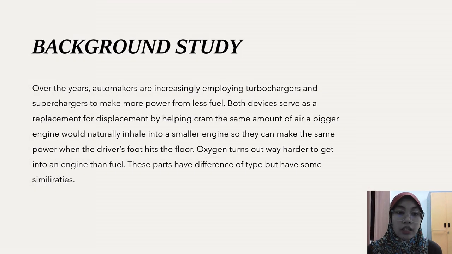This is the background study. Over the years, automakers are increasingly employing turbochargers and superchargers to make more power from less fuel. Both devices serve as a replacement for displacement by helping cram the same amount of air a bigger engine will naturally inhale into a smaller engine, so they can make the same power when the driver's foot hits the floor.